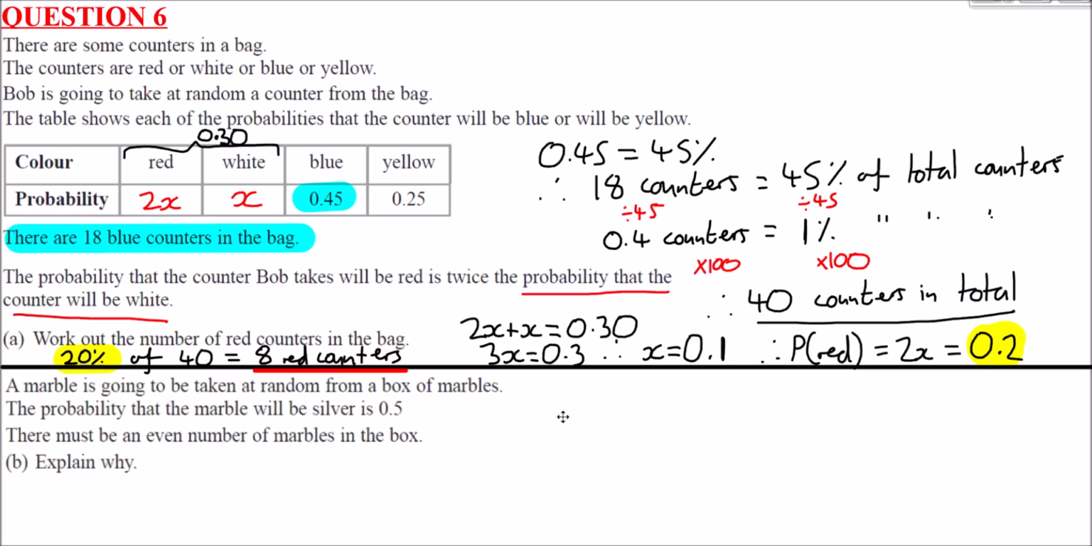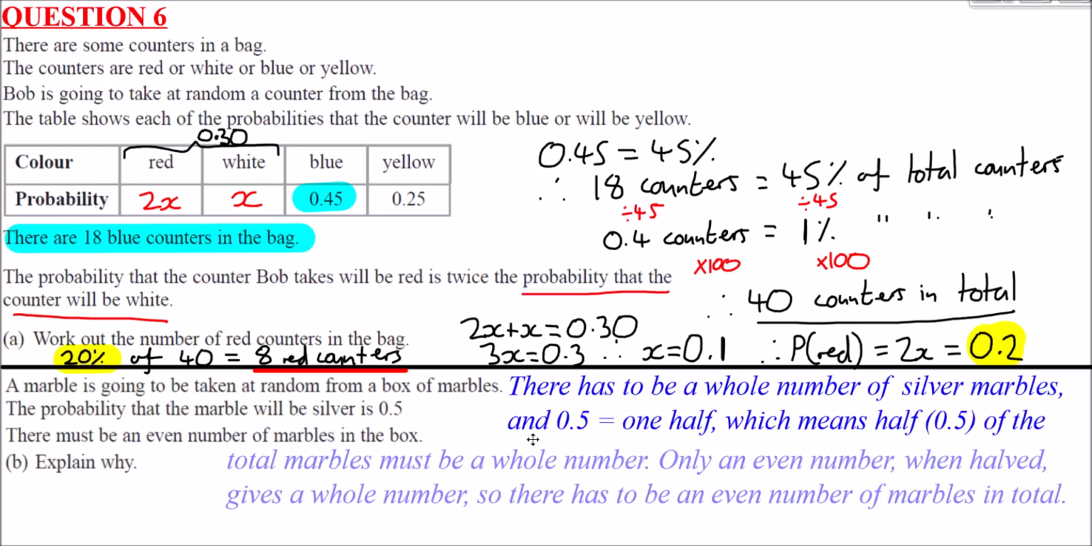So in terms of an explanation, something like this might do you just fine. There has to be a whole number of silver marbles, and 0.5 is 1/2, which means half of the total marbles must be a whole number. Only an even number, when it's halved, gives you a whole number, so there has to be an even number of marbles in total in this box.